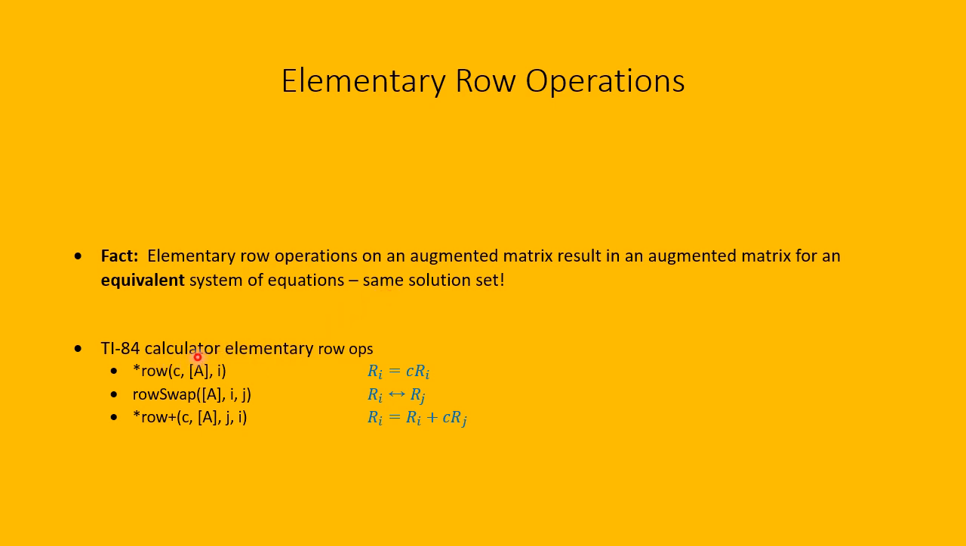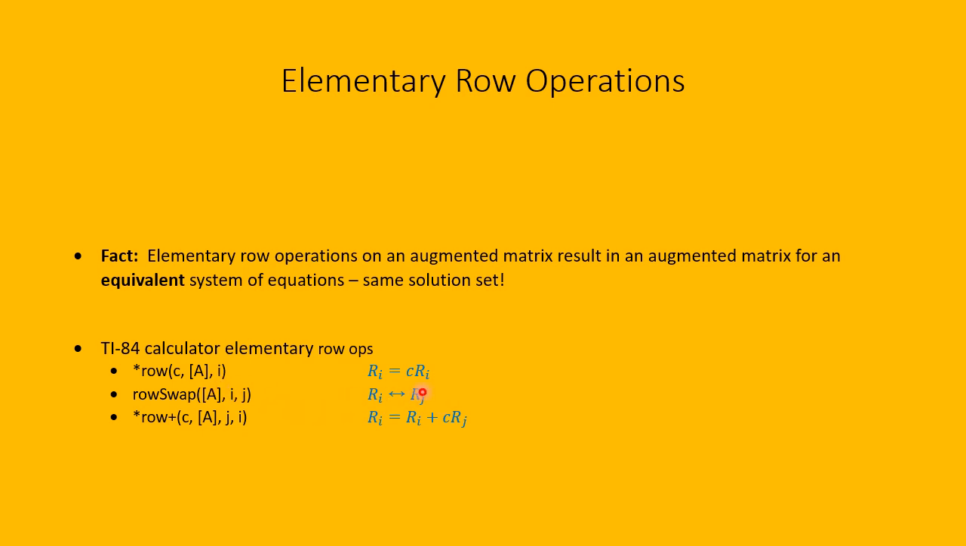TI-84 calculators are prevalent, and they do have elementary row operations built in. It's in the matrix menu. If you want to multiply row i by a non-zero constant c, you use the command *row(, and then in parentheses c, the matrix that you're working on, let's call it A, and i for the ith row.